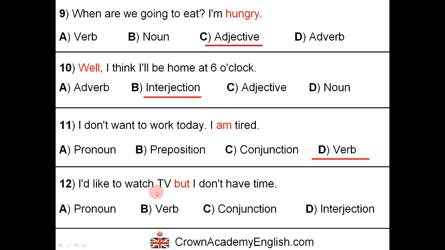Question 12. I'd like to watch TV, but I don't have time. So what type of word is but? The answer is C, a conjunction. So do you remember earlier I said a conjunction joins two parts of a sentence. Well, we have the first part, I'd like to watch TV, and the second part, I don't have time. So but joins them together. This is the reason, and this is the action that I would like to do. So yes, it joins them together.